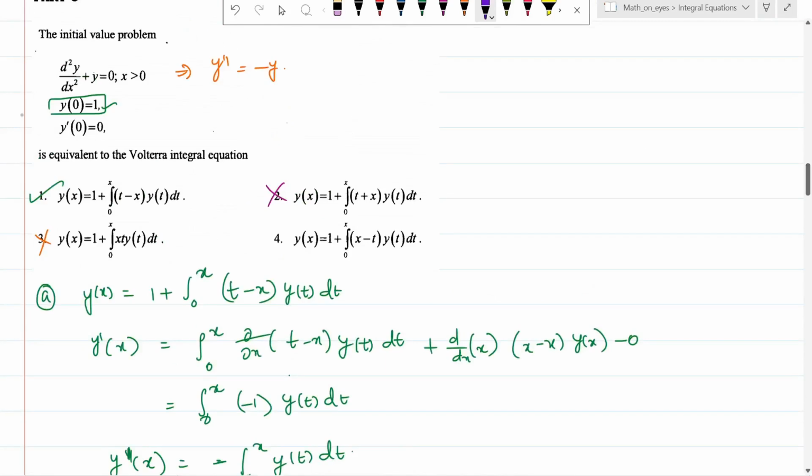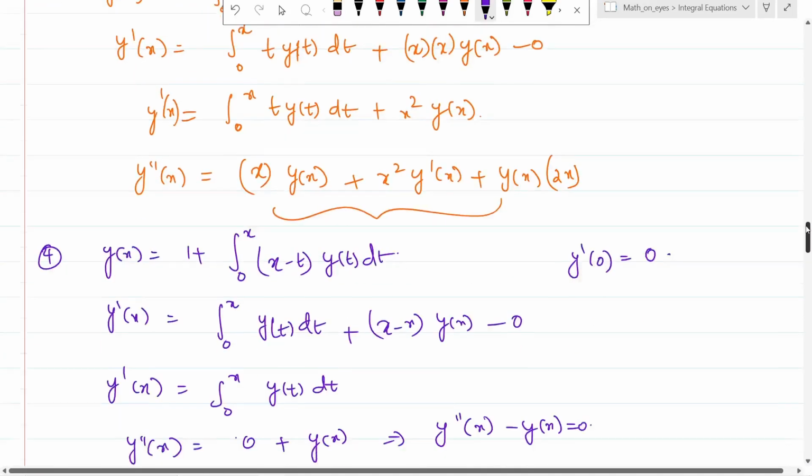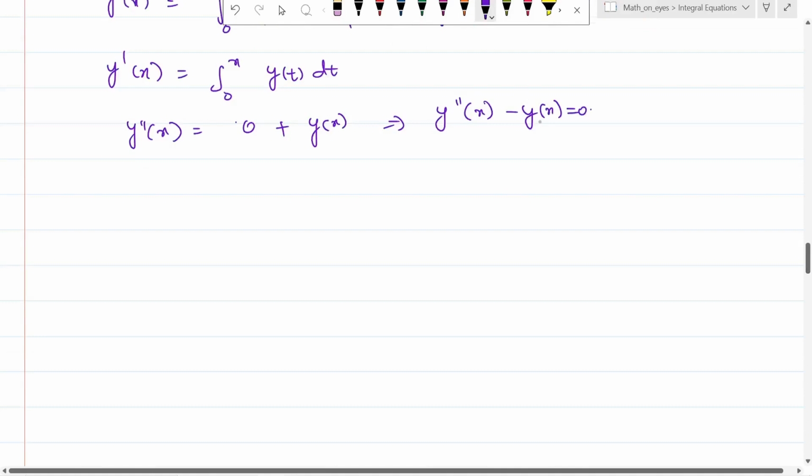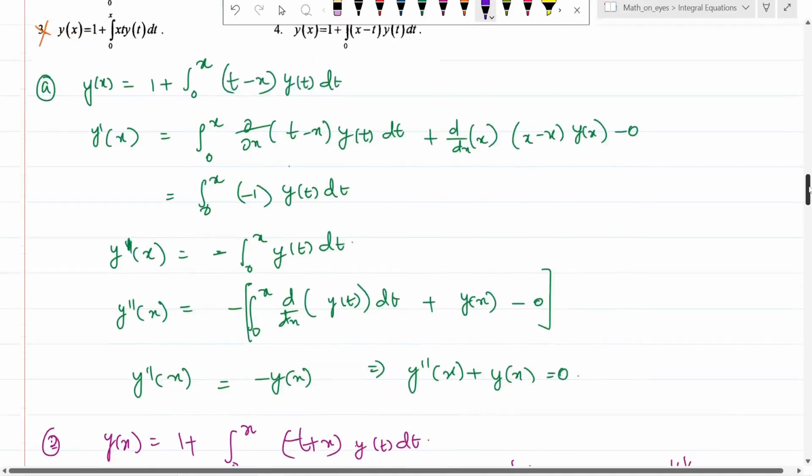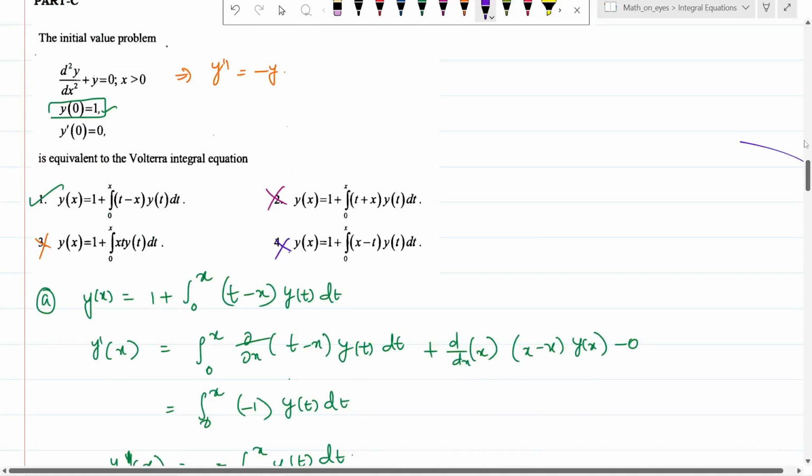Y double dash, d squared y by dx squared plus y is equal to 0, but we are getting here a minus y of x. So the fourth option is also false.